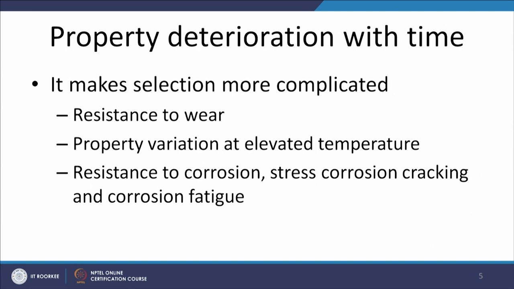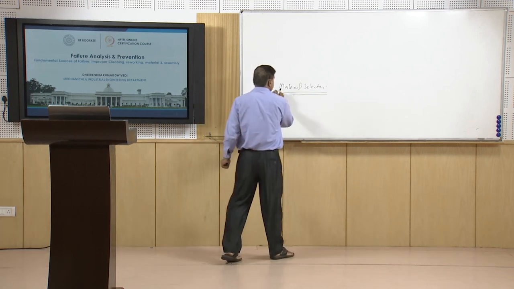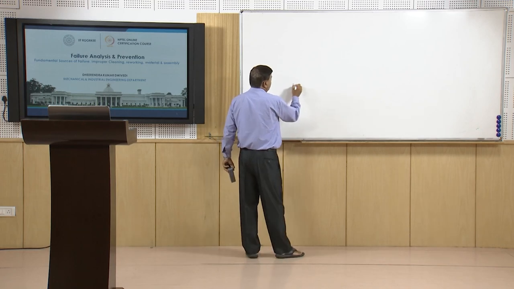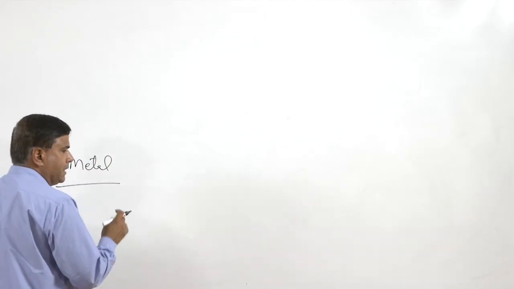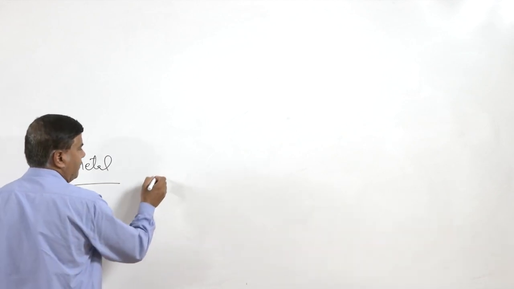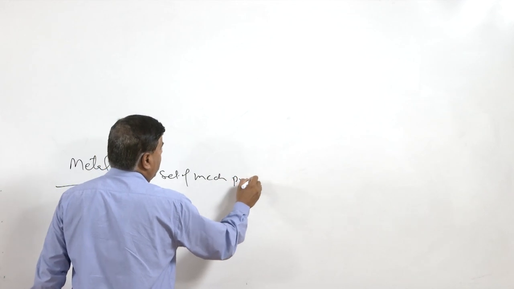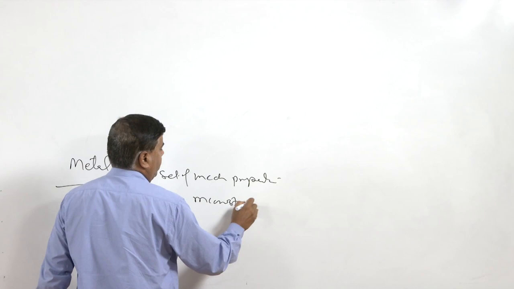The selection of the material really becomes complicated and more difficult in certain situations. We know that if we take any metal, as and when it is produced, it will have one set of mechanical properties as well as one set of microstructure.